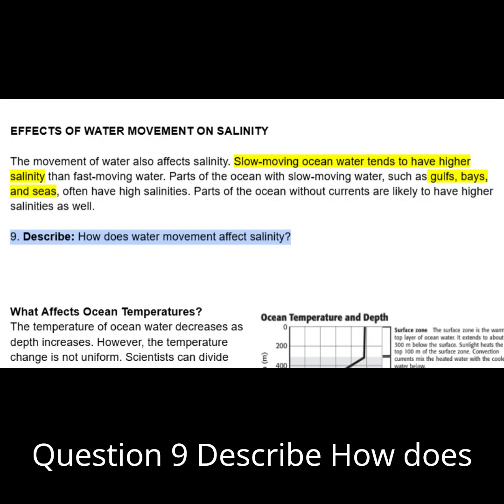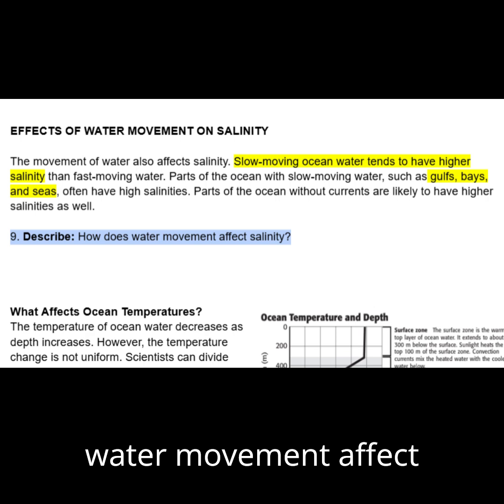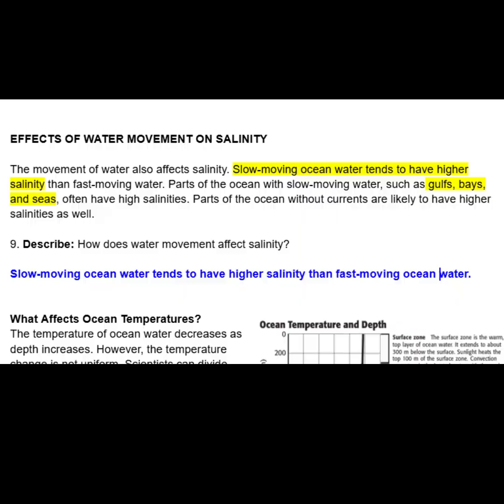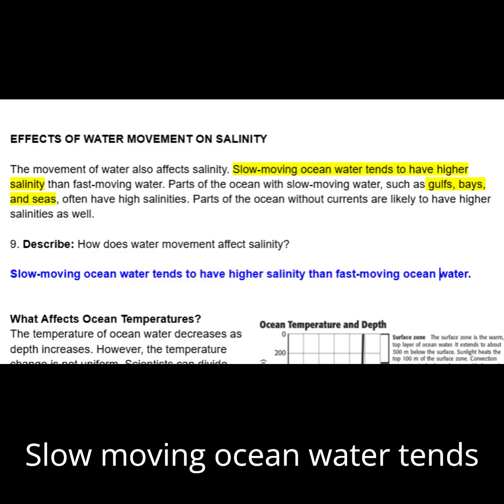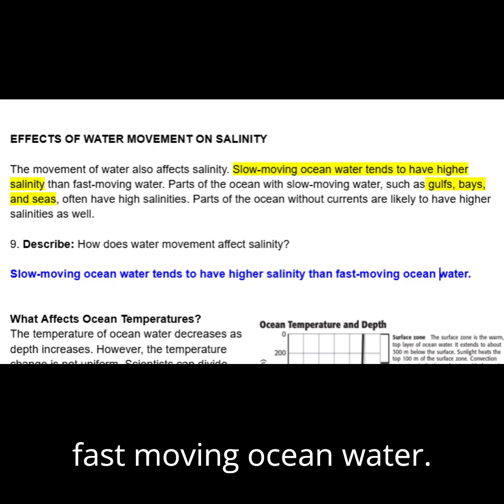Question 9. Describe. How does water movement affect salinity? Slow-moving ocean water tends to have higher salinity than fast-moving ocean water.